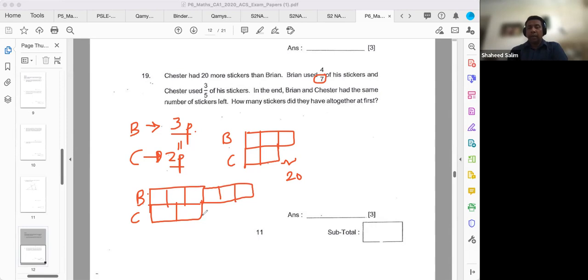So 1, 2, 3. When you draw 3, you can draw 2 in here already. So Brian must have how many? 1, 2, 3, 4, 5, 6, 7. And what about Chester? Chester must have a total of 5. 1, 2, 3, 4, and the 5 is a little bit longer than this one. So this part is 20. Which part is here? Exactly here.